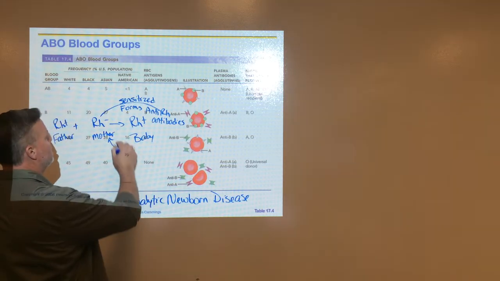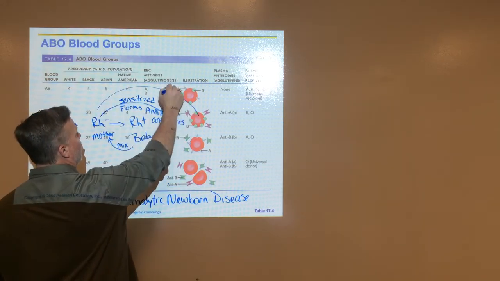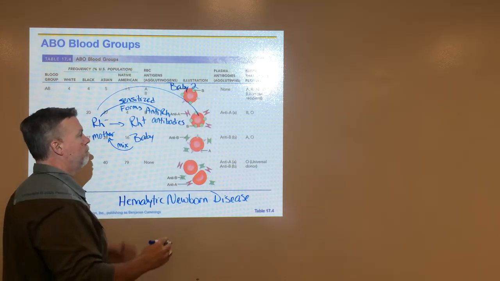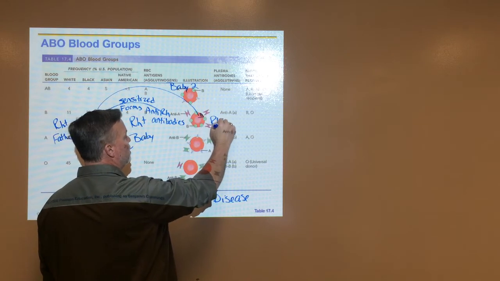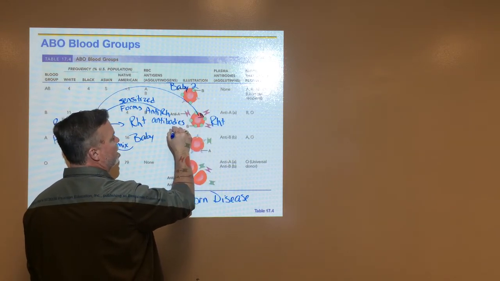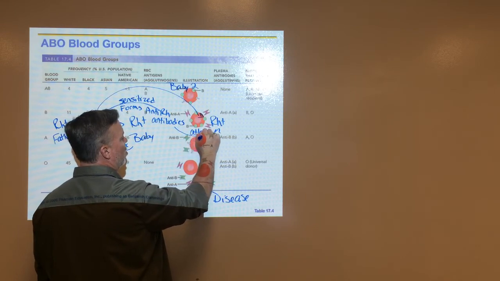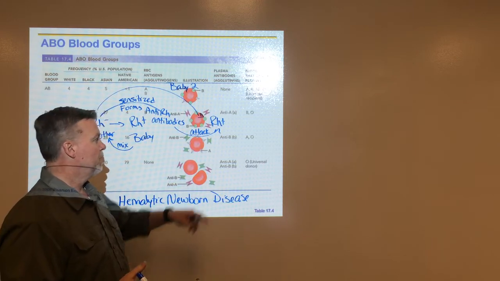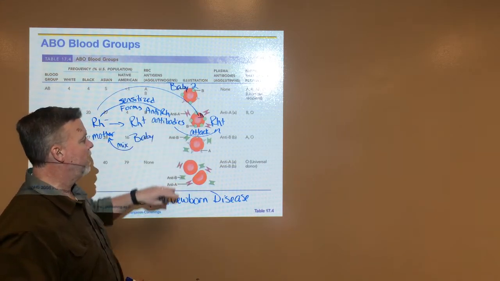The problem is, mom and dad decide to have baby 2. Well, mom's creating these antibodies. If baby 2 is Rh positive, these antibodies are going to attack this. They're going to attack the baby's blood for that Rh. And that will destroy those cells. And it's all because she's created the antibodies.